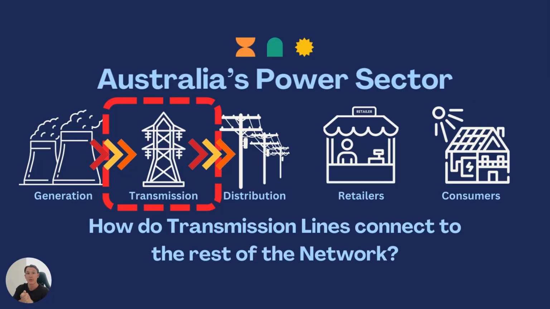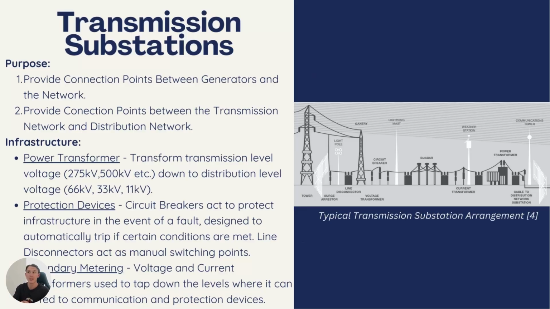Alright, so we've covered transmission lines. Now we want to know, how do these transmission lines actually connect to the rest of the network? This is through what we call a transmission substation. Transmission substations serve 2 purposes. Purpose 1 is to provide connection points between generators and the network. And purpose 2 is to provide connection points between the transmission network and the distribution network.